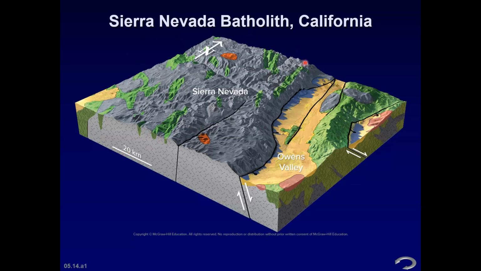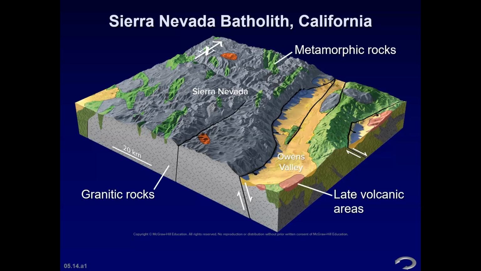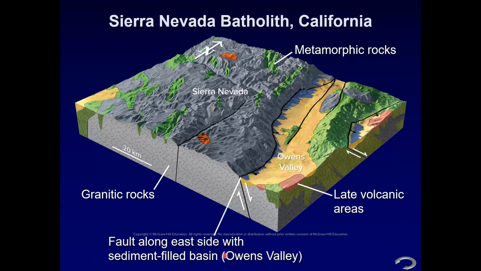I mentioned the Sierra Nevada batholith briefly. Here's a block diagram of that. The granitic rocks in gray form most of the mountains, but the batholith varies a lot in composition. The green rocks here are metamorphic. They were baked and heated by the batholith itself. All right. And then we have much younger volcanic rocks in red and pink, and then recent sediment that was deposited over it. There's also a fault along the east side with a sediment-filled basin. We call that the Owens Valley.